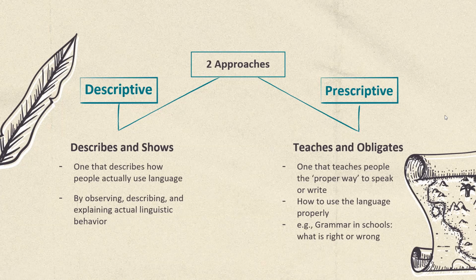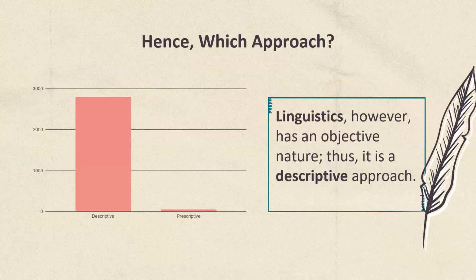Of course, linguistics is a descriptive approach. It is not prescriptive. Which approach? Linguistics, however, has an objective nature. Thus, it is a descriptive approach. Because as we have just seen, linguistics only describes the way people use language, the way language developed through ages, the way which parts of the world language has more popularity, and etc. It is not a prescriptive approach.